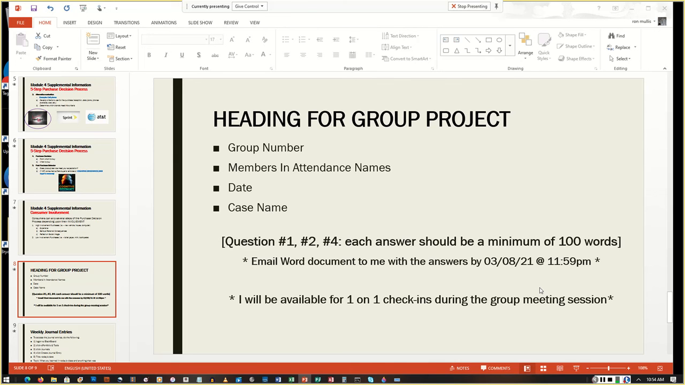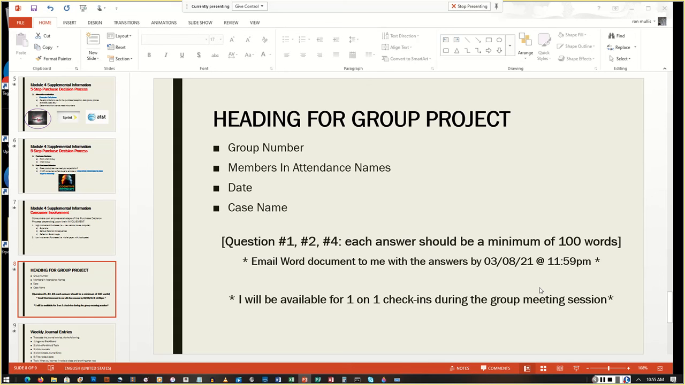And in that document, make sure it has your group number, the members in attendance, the date, and the case name. There were a couple of group projects that were sent to me that did not have anything in the heading. It was just answers on it. So whoever the group members were for that group did not receive any points for that. And it's only because I don't know who was in the group meeting. So make sure you're following this heading so you don't get a 0 or you don't get points taken off.